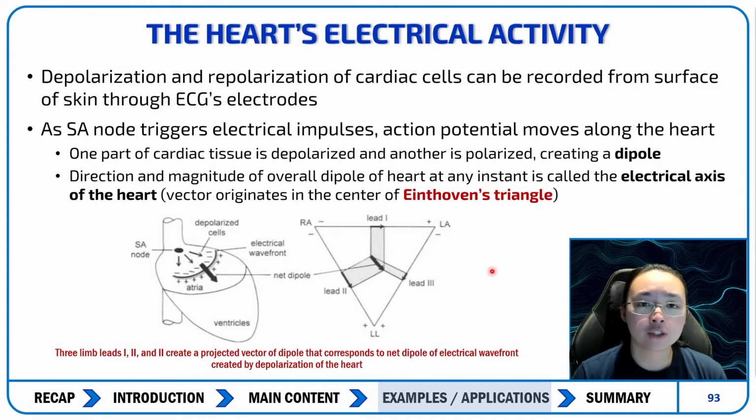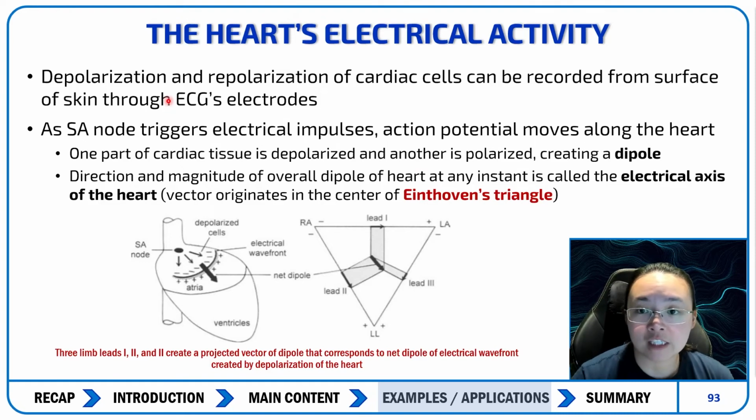But how do we even measure the heart's electrical activity from the electrodes? It's fairly complicated in terms of the theory and the mathematics, but in general, it all has to do with trying to get more potential measurements from Einthoven's triangle.